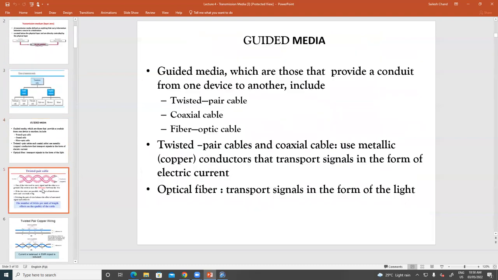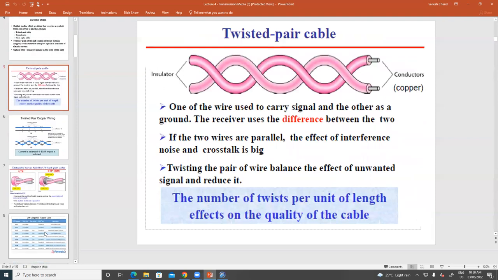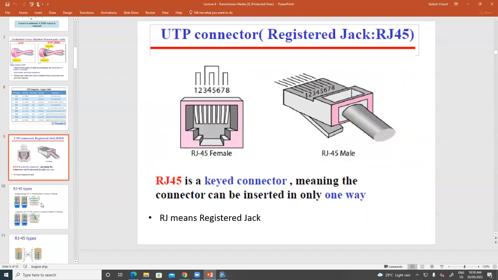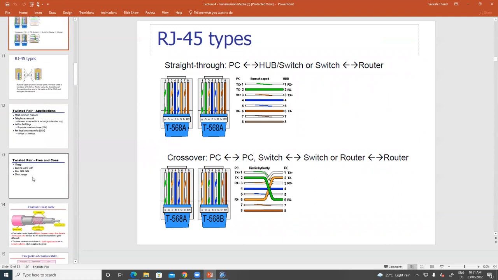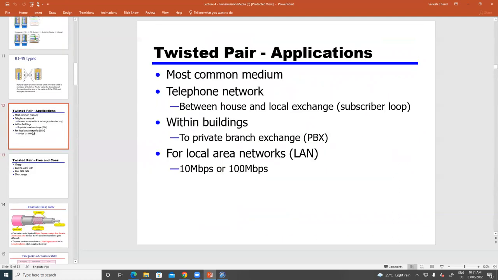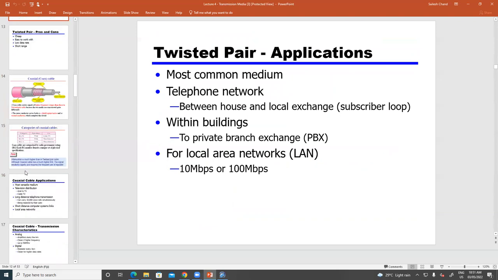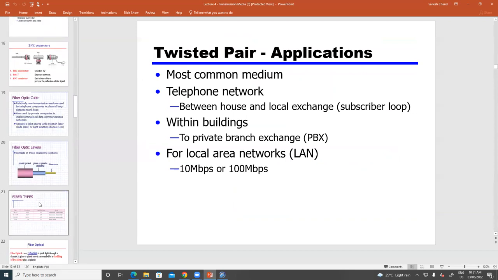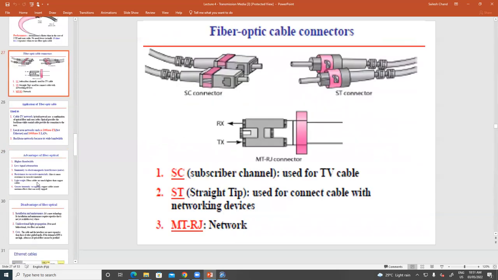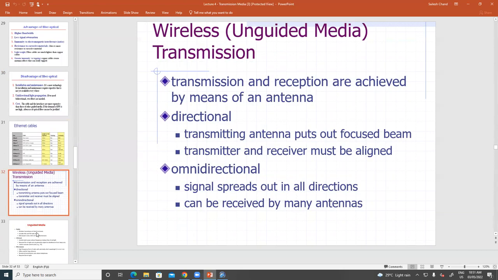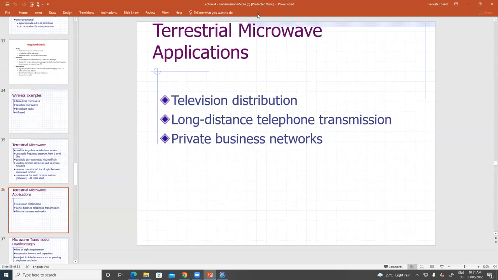Okay, on this topic, there is no calculation here. So straight or direct types of questions are likely to appear. Maybe to write the applications of one of these types of cables or media, or maybe briefly discussing the advantage or disadvantage of one type of media. Those types of straightforward direct questions can come from this topic. All right, any question on this one so far?